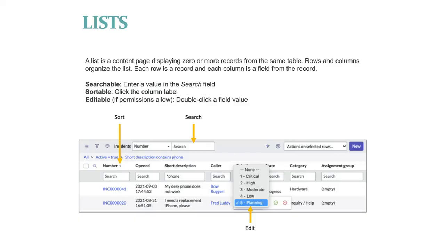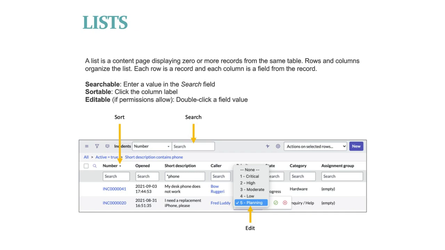So what is a list? A list is a content page where we can display a number of records from the table which we have selected as part of that list. Rows and columns organize the list. Each row is a record and each column is a field from the record. These lists can be searchable, sortable, and editable.